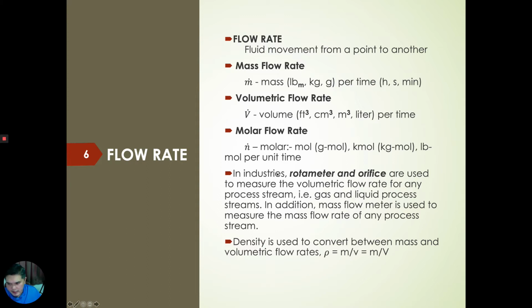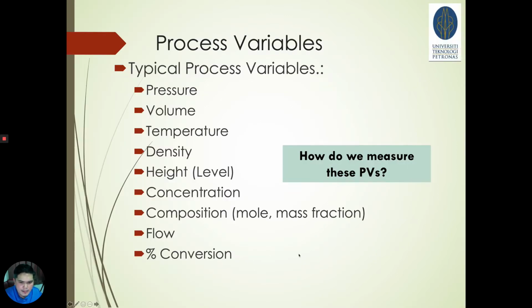So in industries, we use a rotameter and orifice to measure the volumetric flow rate for any process stream. In addition, we can also measure mass flow rate with a mass flow meter. And otherwise, by knowing the volume and the density of each component, we can convert between mass and volumetric flow rate.